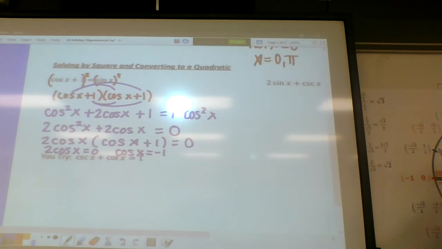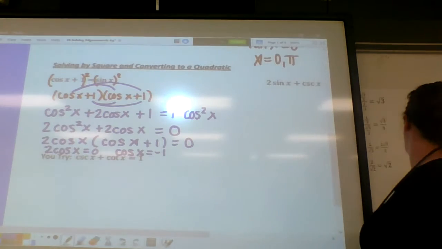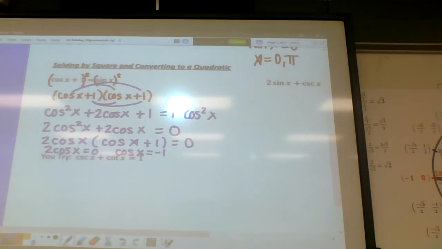So you're looking for where 2 cosine of x is equal to 0. By the way, 2 cosine of x equal to 0 is the same as where is cosine of x equal to 0, right? So the 2 is not really doing anything as that greatest common factor. So the answers from this first one, where is the cosine of x equal to 0? That is at pi over 2 and 3 pi over 2.